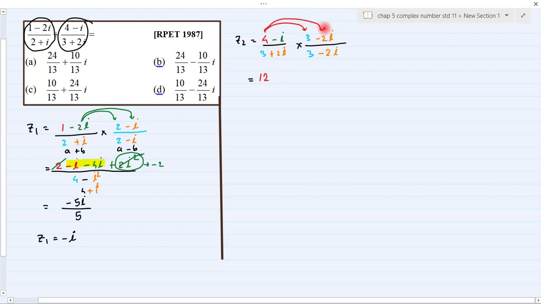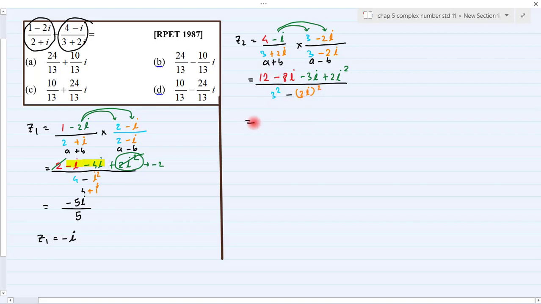4 multiplied with -2i will give us -8i. Now, -i multiplied with 3 will give us -3i. And -i into -2i will give us +2i². In the denominator, we have the (a + b)(a - b) form, which will give us a² - b².